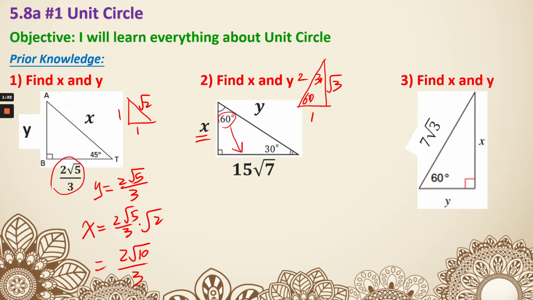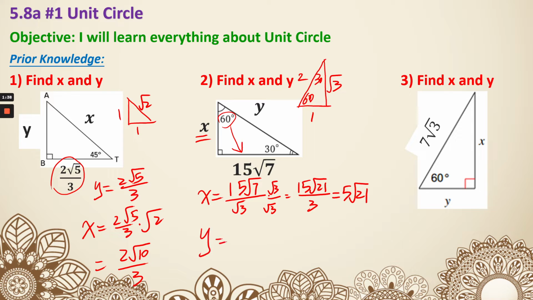So to use the long leg to find the short leg, that is going to be 15 square root of 7 over square root of 3. We're going to multiply the top and the bottom by a square root of 3. That is going to be 15 square root of 21 over 3, which is 5 square root of 21. Then the y, the hypotenuse, is just going to be twice the short leg. So it's 2 times 5 square root of 21, which is 10 square root of 21.